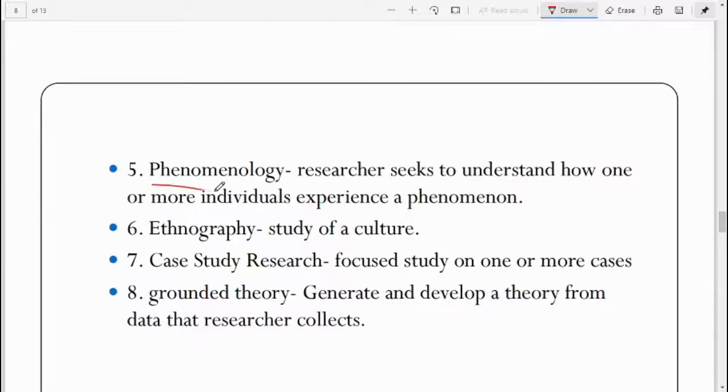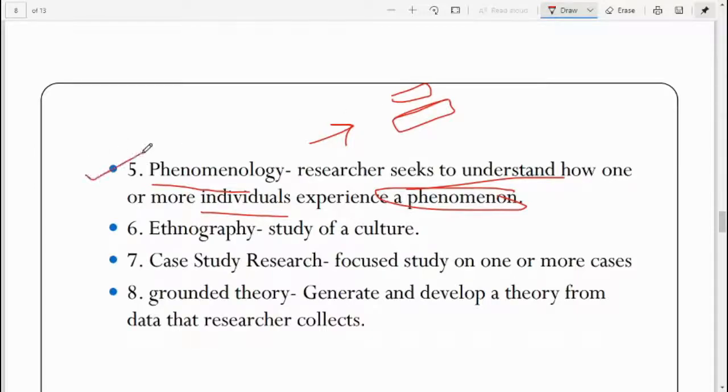phenomenology. So under phenomenology, what a researcher does is that they seek to understand how one or more individuals experience a phenomenon. For example, this is the pandemic time, everyone is facing corona, but every individual, every class, every layer of society has their own experience, has their own understanding of this pandemic. So this comes under phenomenology.